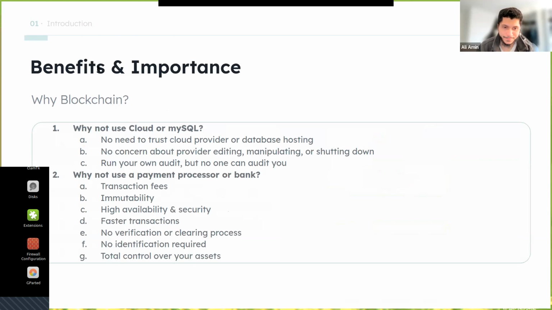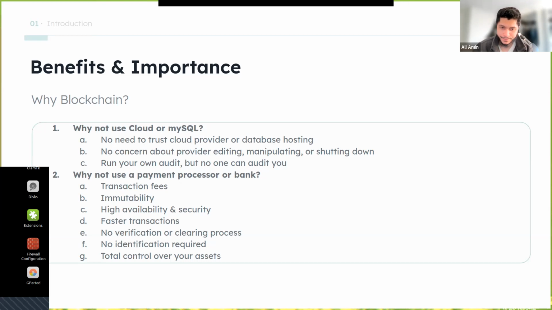Okay. So what are the benefits and importance of blockchain? Why not just put a database in the cloud, or just use MySQL or something? One of the reasons is you don't have to trust a cloud provider or the database hosting. Another thing is you don't have to worry about any kind of editing or manipulation or the instance going down. Another thing is you can't be audited by anybody who's outside of you. A blockchain can't be audited. You can run your own audit as pertains to your data, but there's no one who can come from the outside and institute some kind of control over a public blockchain and audit it.